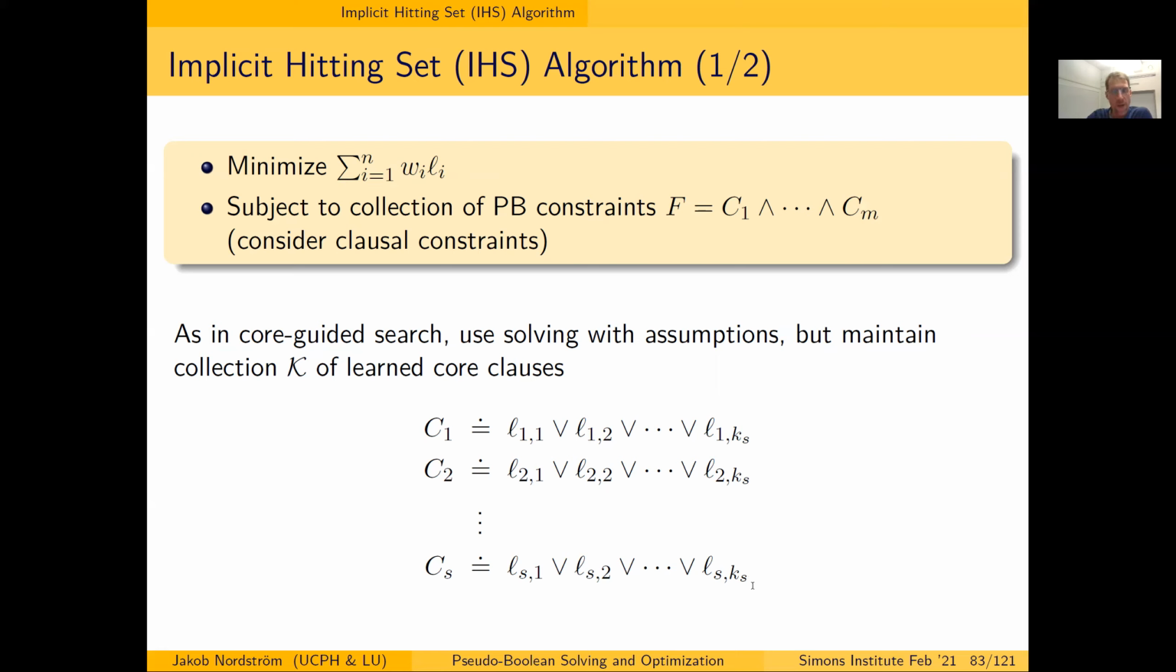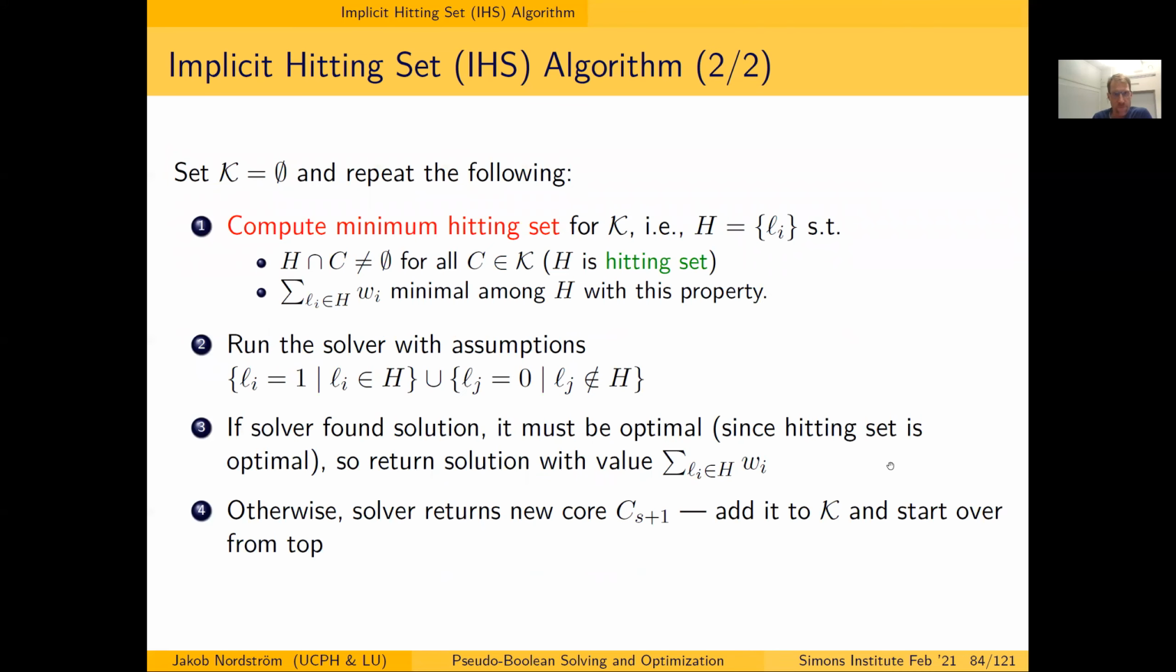Now, one way of trying to do this as economically as possible is, well, pick as few literals as possible so that you hit all of these clauses. So pick a hitting set. So this is what we're going to do. The way the implicit hitting set approach works is, we start with a set of cores K that is empty at the outset, and it will grow with the cores that we collect.